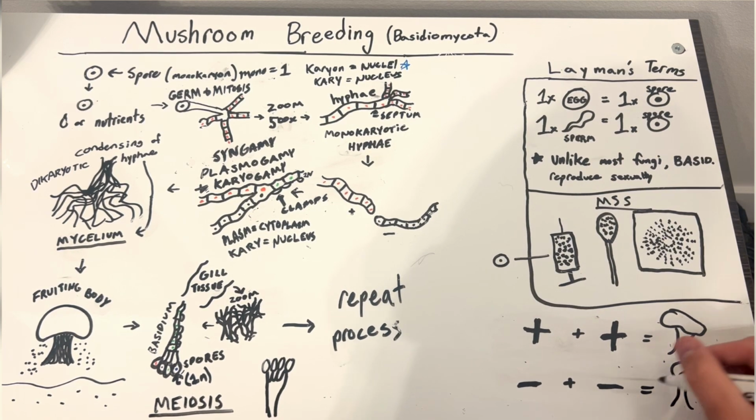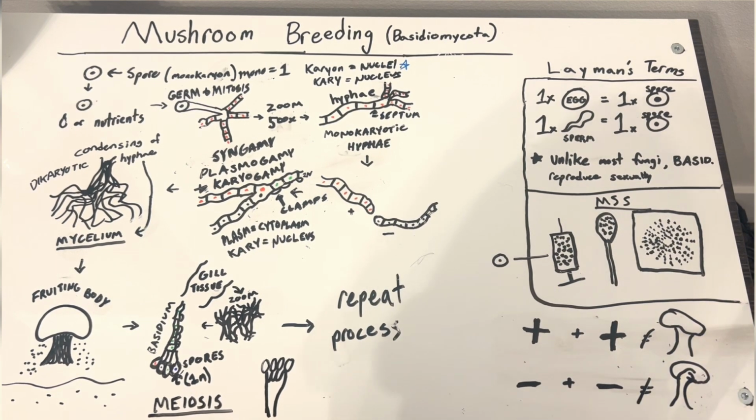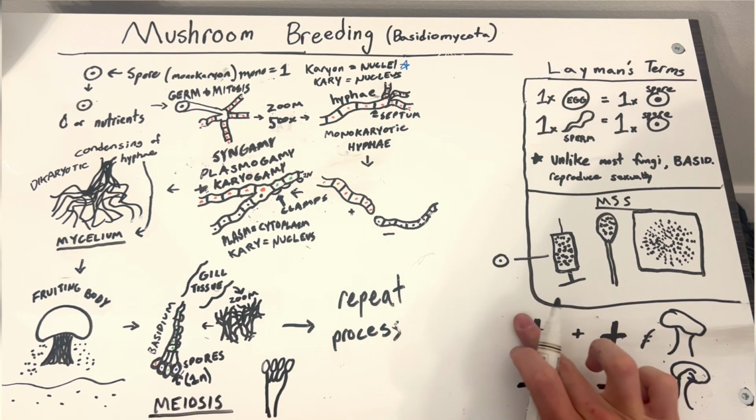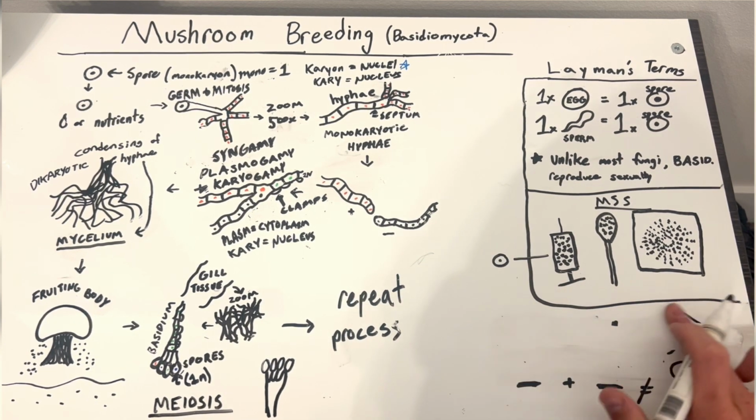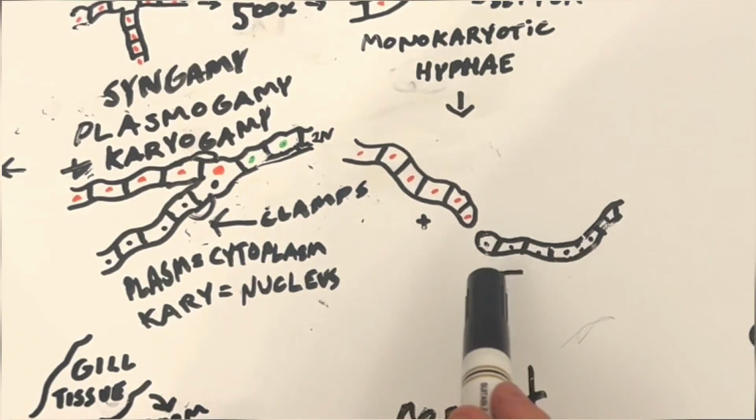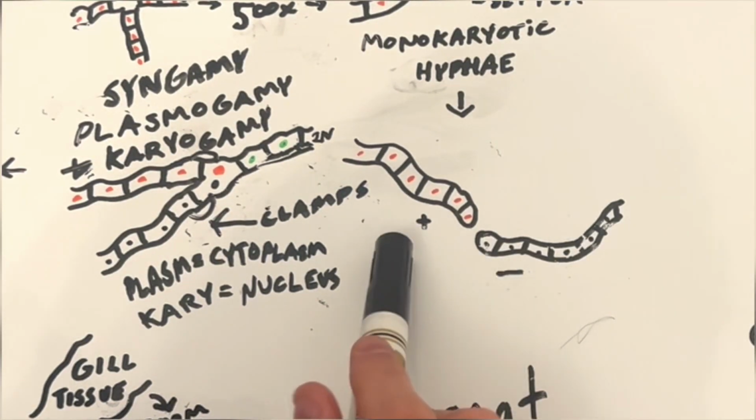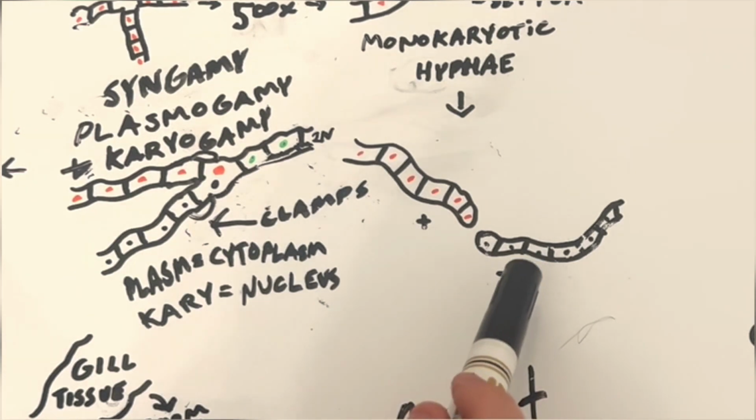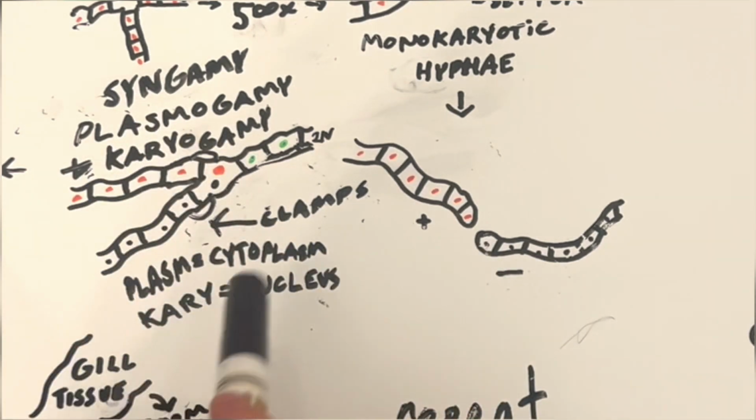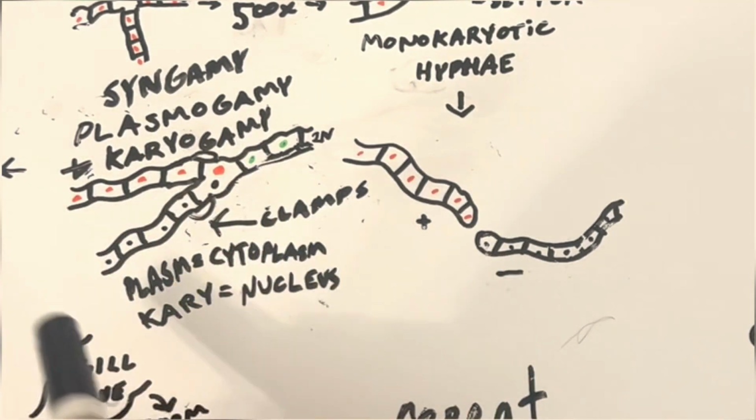There we go, sure, something like that. There we go. That does not equal enough genetic material to make a fruiting body and reproductive cells. So as we come back, we'll have two genetically different hyphae here. You can see by the colors. We'll have plus and minus, okay? They're going to undergo syngamy as they combine, which is this whole process here, okay?